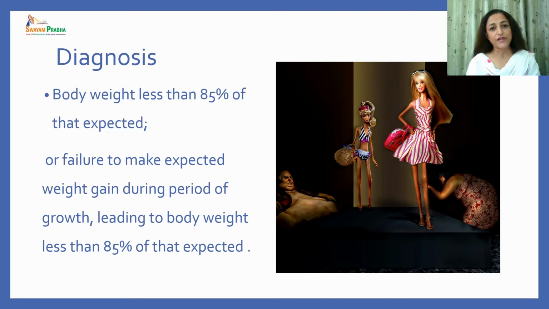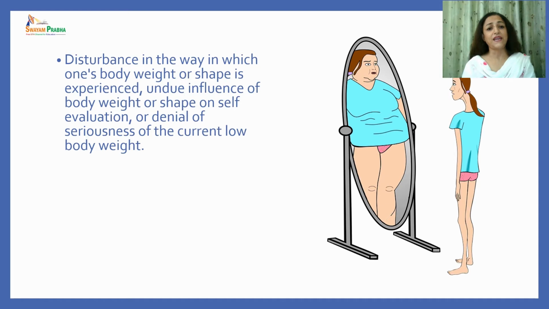So, if we wish to diagnose anorexia nervosa, body weight less than 85% of expected is one important tool, or failure to make the expected weight gain during the period of growth, leading to body weight less than 85% of expected, is also one diagnostic tool. Then there is disturbance in the way in which one's weight or shape is experienced, undue influence of body weight or shape on self-evaluation, or denial of seriousness of the current low body weight.